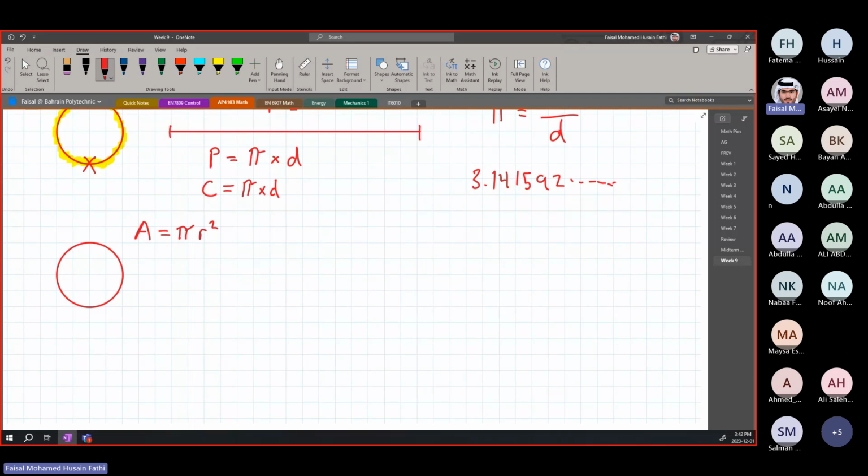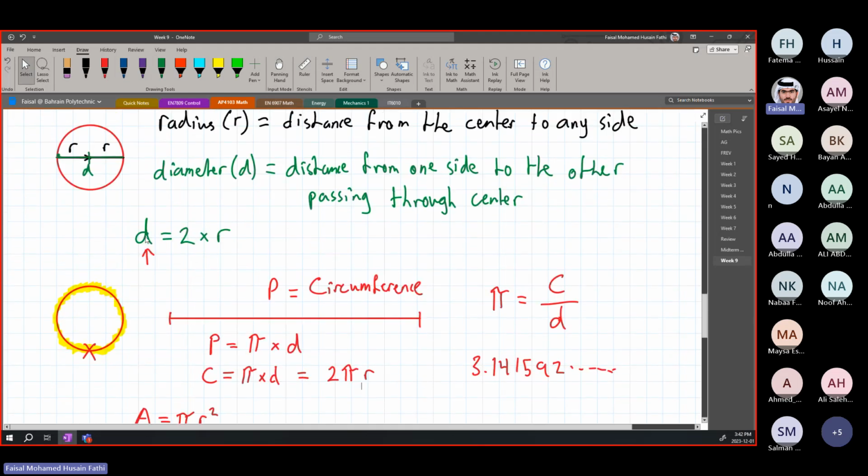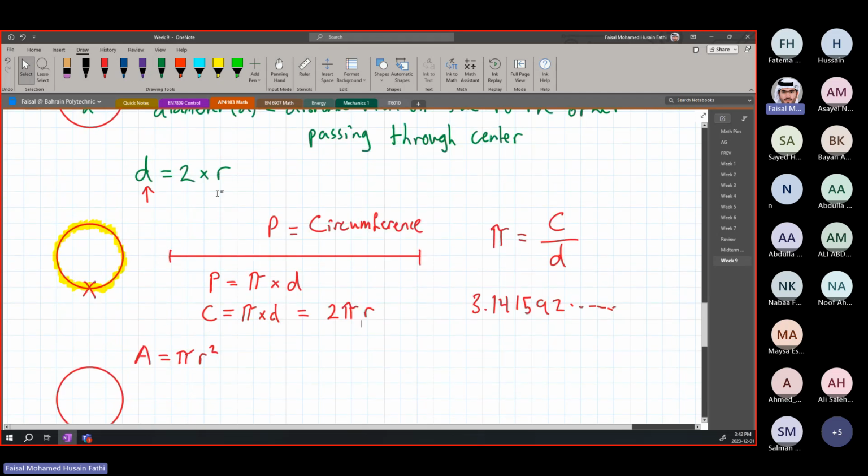Just one more point before I move on. Pi d is simply equal to 2 pi r. Why? Because remember, the diameter is equal to 2 times the radius. So you can just substitute the value of the diameter here, and you will find that it's equal to 2 times the radius. So 2 pi r is also the circumference of the circle.